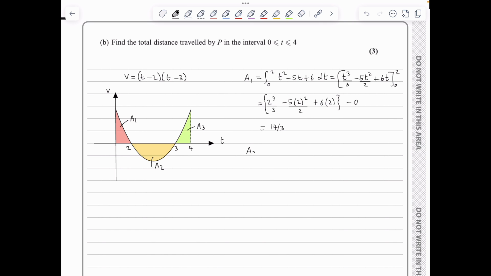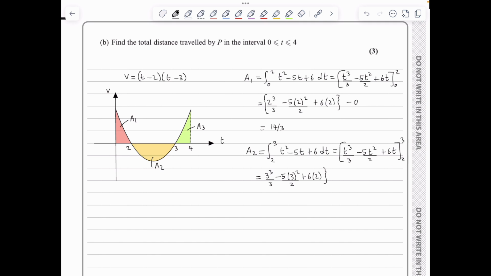Now for A2, I'll be integrating from 2 up to 3, the same expression. So we've got t squared minus 5t plus 6 dt, which is again t cubed over 3 minus 5t squared over 2 plus 6t, with the limits being 2 and 3. If we plug in the upper limit, we get 3 to the power of 3 over 3 minus 5 times 3 squared over 2 plus 6 times 2.